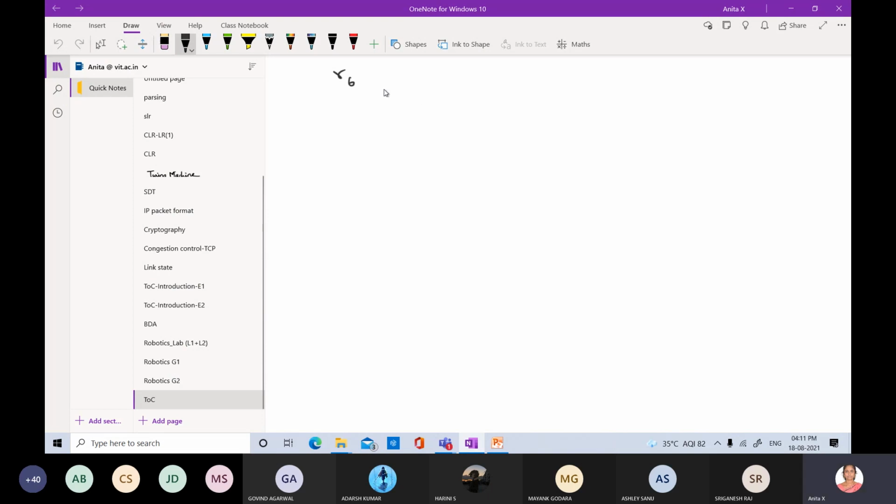Okay. Now we can proceed with converting. Here we are not talking of the epsilon NFA. What we are going to deal with now is an NFA without epsilon transitions, right?